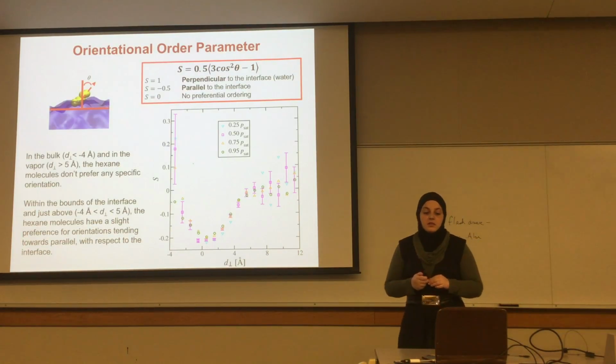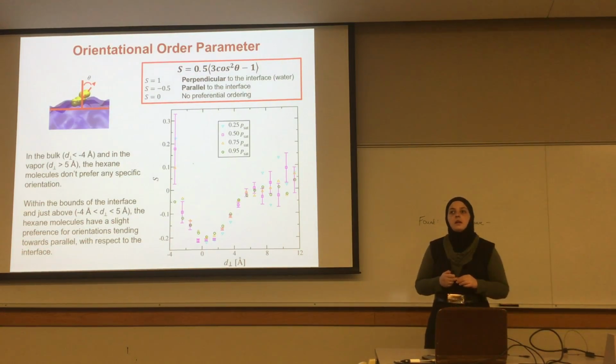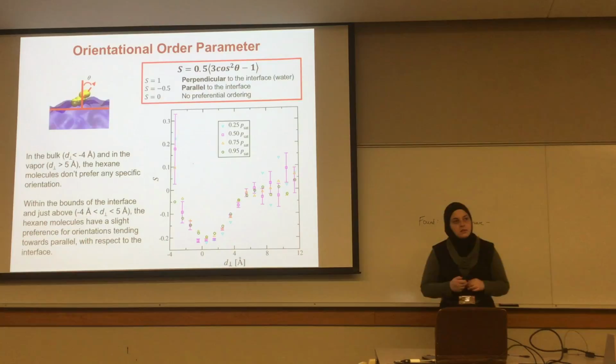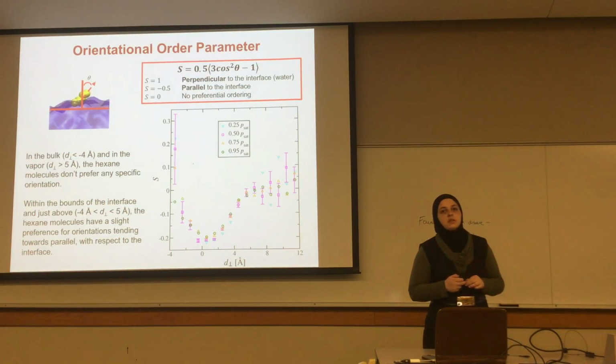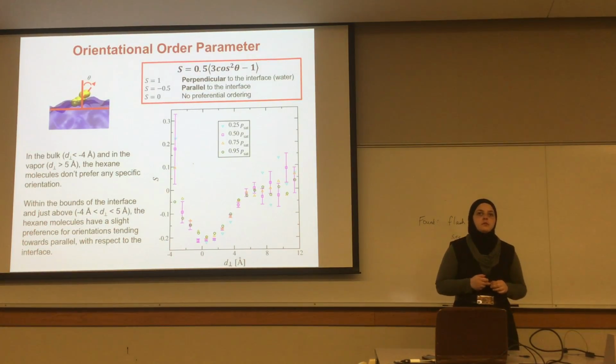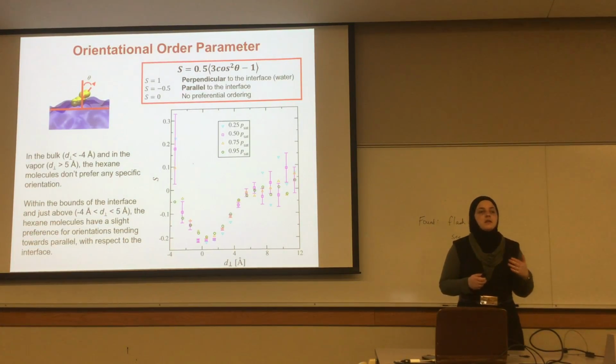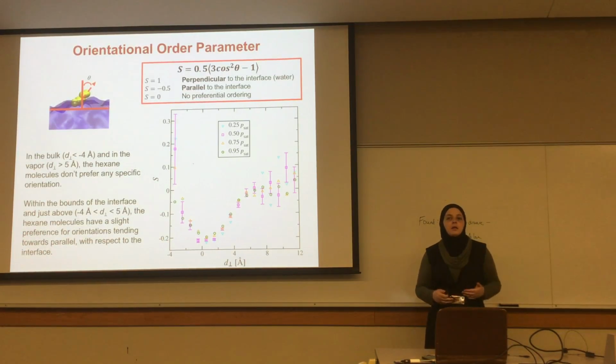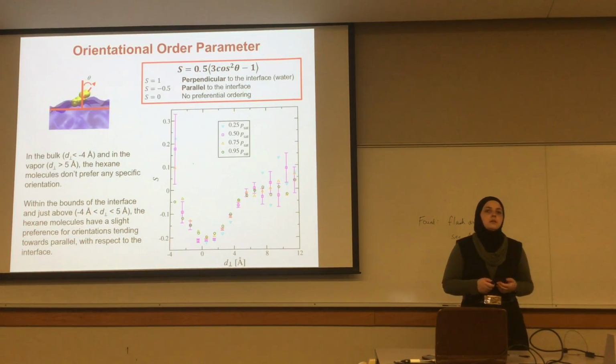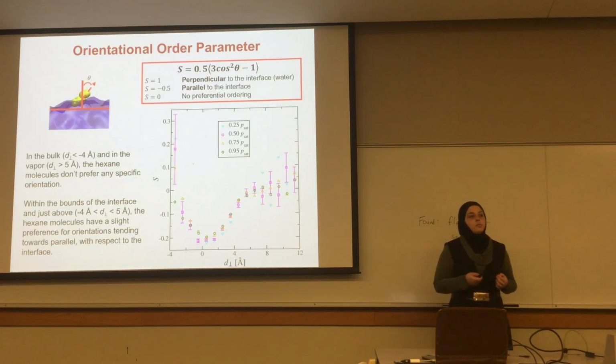So then we decided to look at how these hexanes are orienting with the surface of the water. So we looked at the order parameter of hexane, which means we took beads 1 and 3. We obtained the vectors between 1 and 3, and we saw how that vector correlates to the surface of the water. If it is parallel, it has an order parameter of close to -0.5. And if it is perpendicular, it will have a value close to 1.